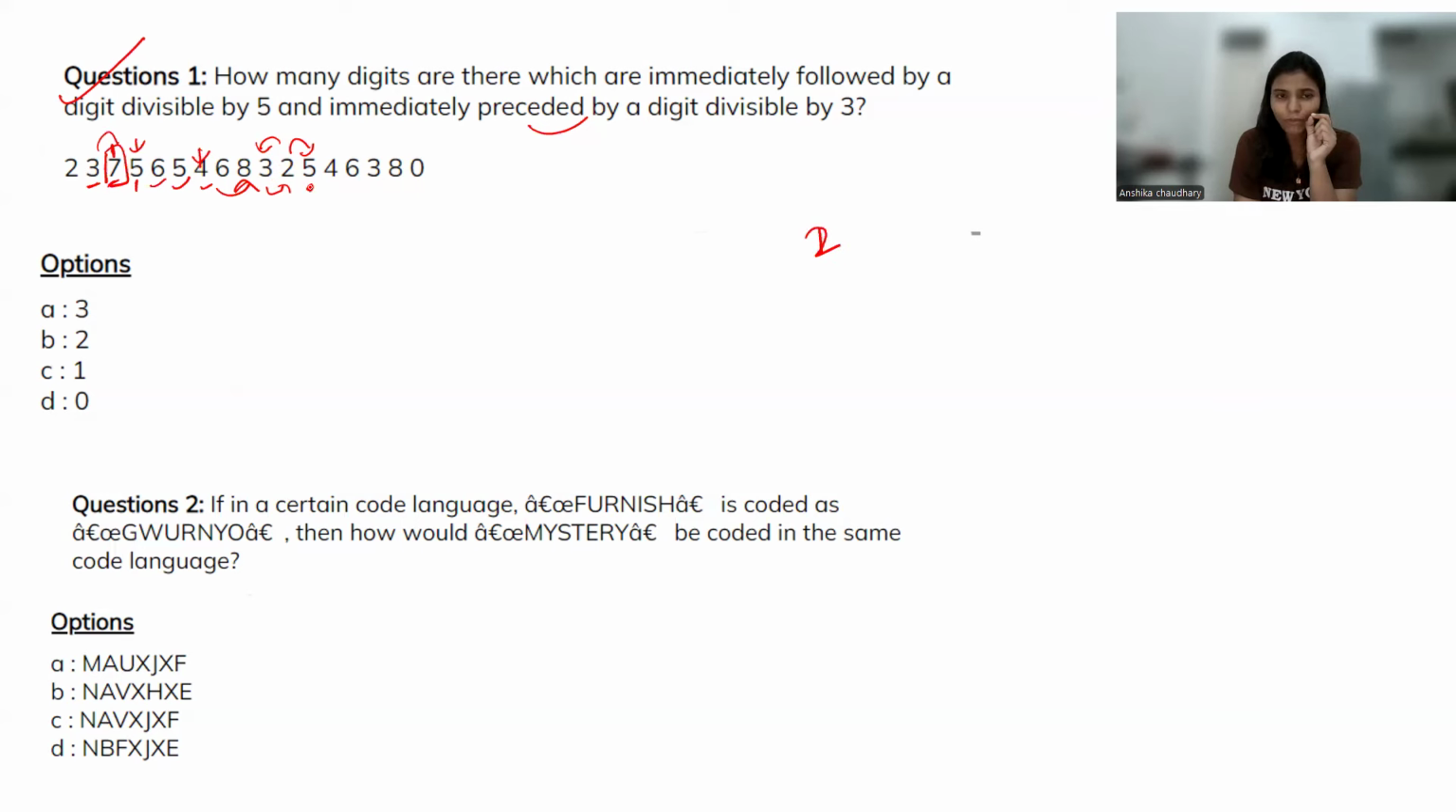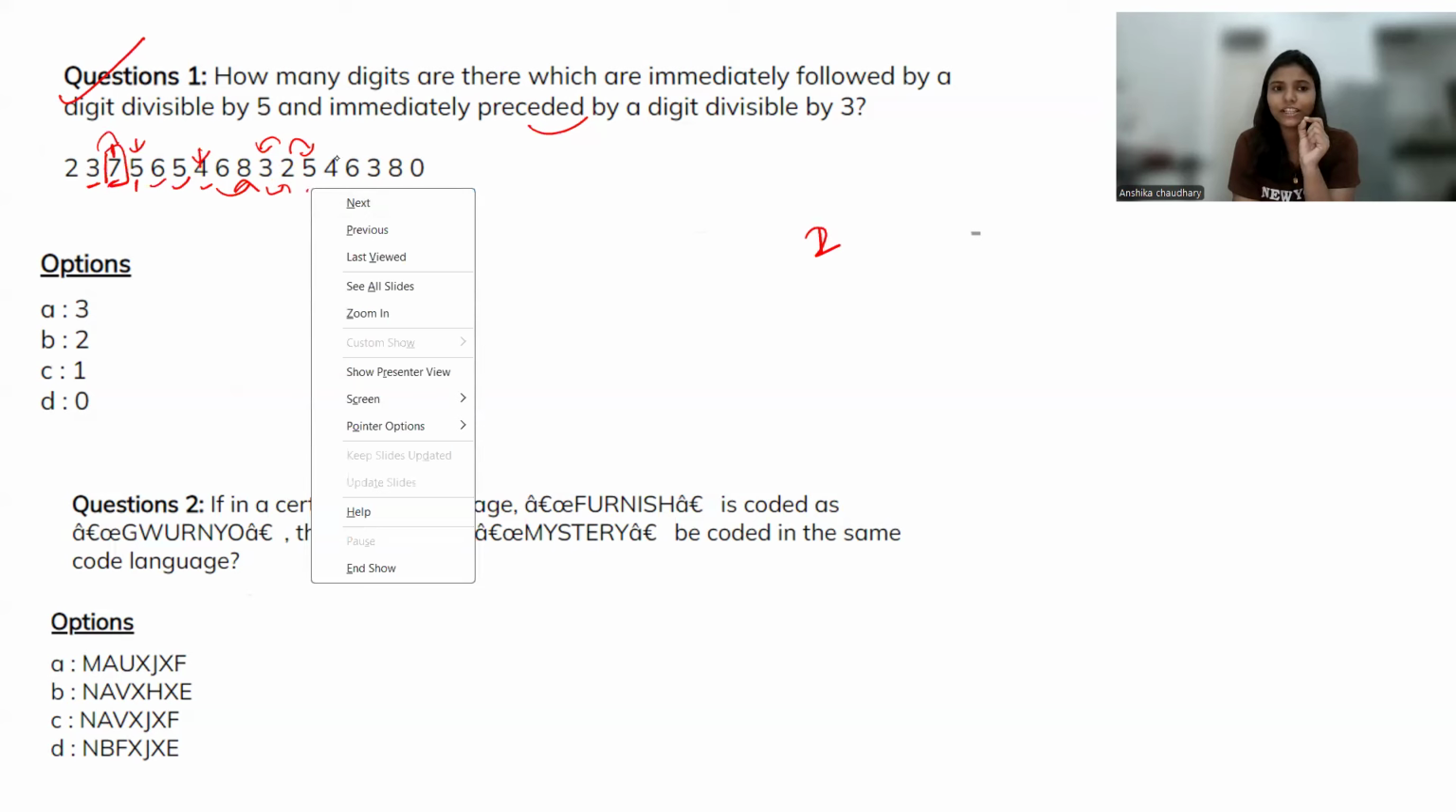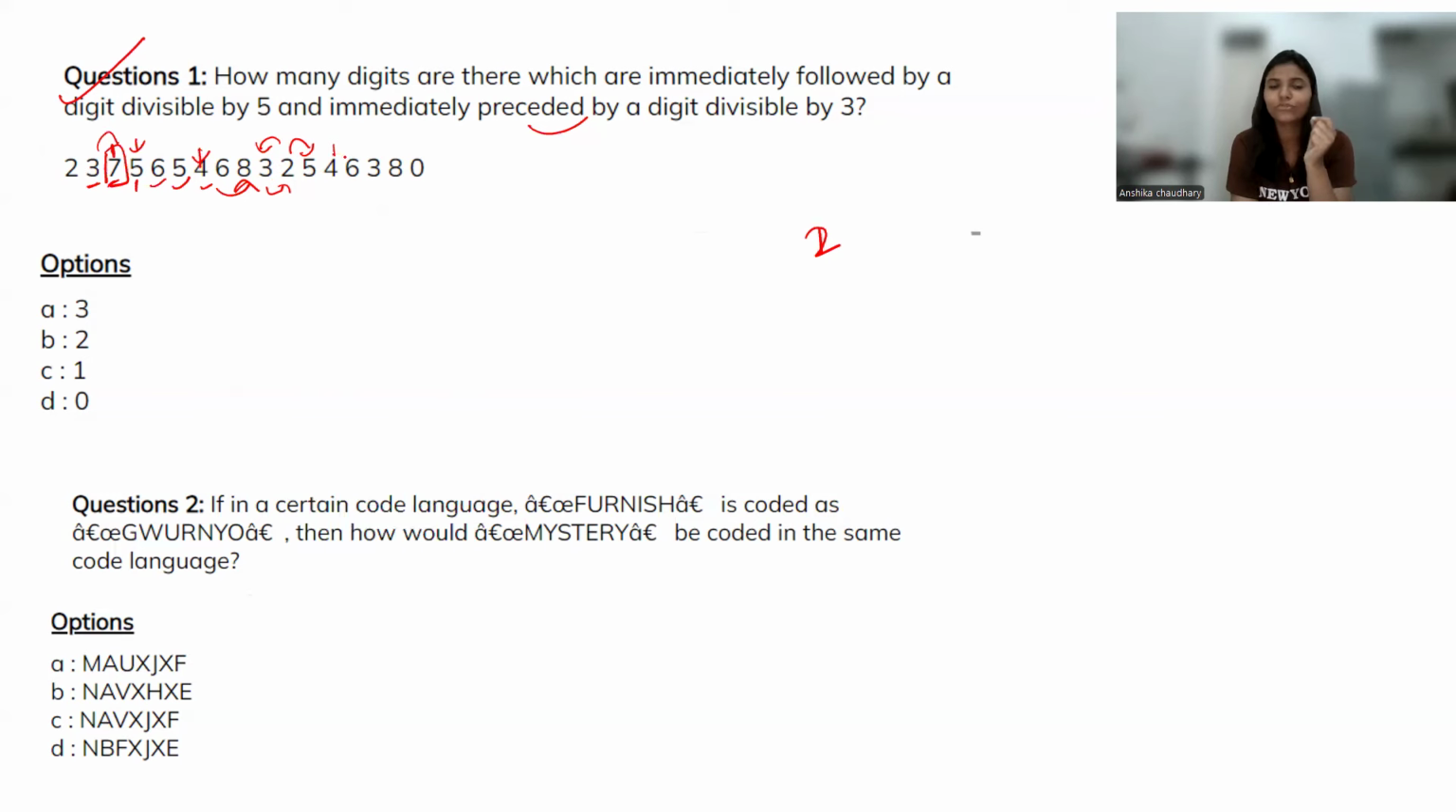Okay. Now we will come on 5. So after 5, what is it? 4. So 4 is divisible by 5, no, we will come here. We will check for 4. So after 4, what is it? 6. 6 is divisible by 5, no, we will move further. Now we'll check for 6. So after 6, what is there? 3. 3 is divisible by 5, no, we will come here on 3, sorry. Now we will come on 3. So after 3, what is it? 8. 8 is divisible by 5, no, we will come here on 8.